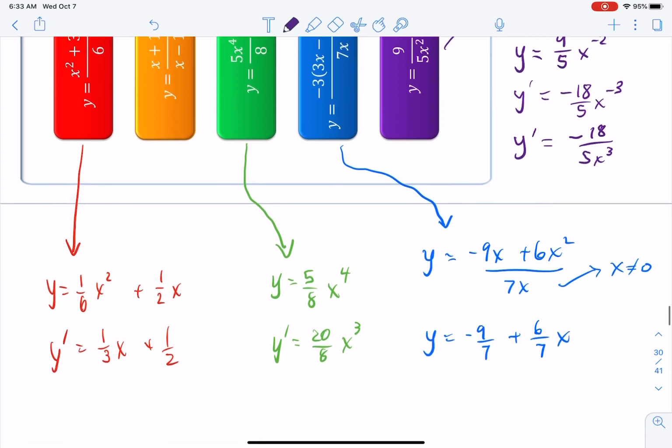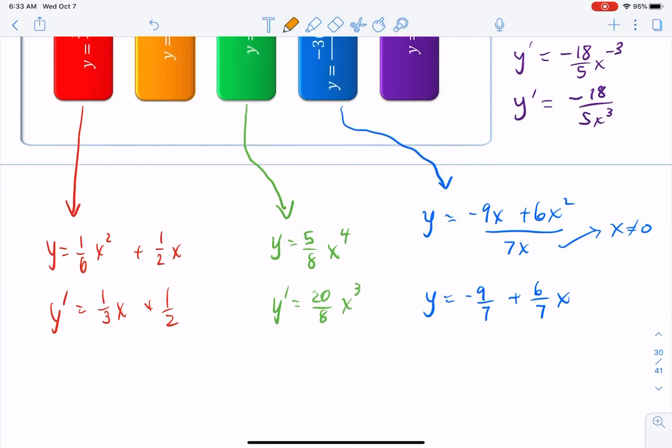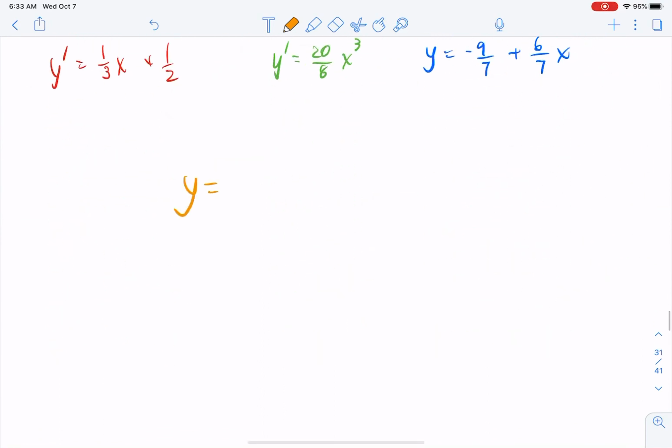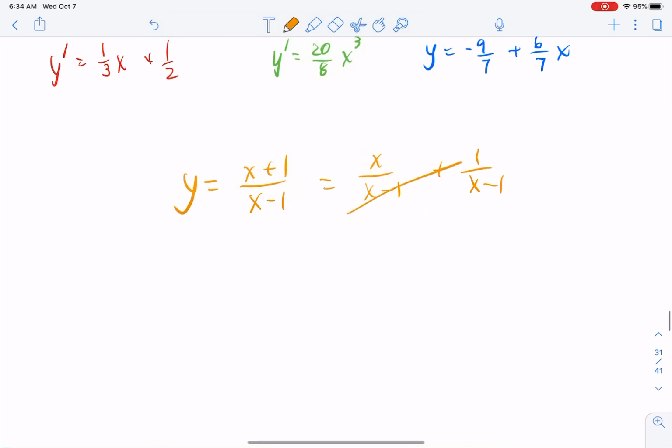However, the one in orange, there's no way to rewrite this one. What's on top? Plus 1? Yeah. So y is equal to x plus 1 over x minus 1. You could rewrite this as x over x minus 1 plus 1 over x minus 1 if you wanted to, but then you'd have to use the quotient rule twice. My gosh. Don't do that. No, we'll just keep it orange.